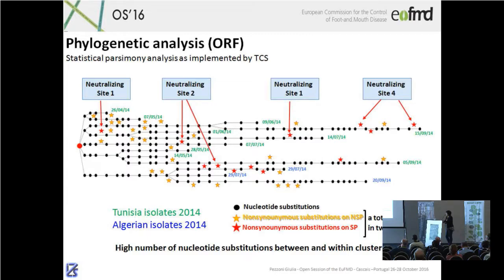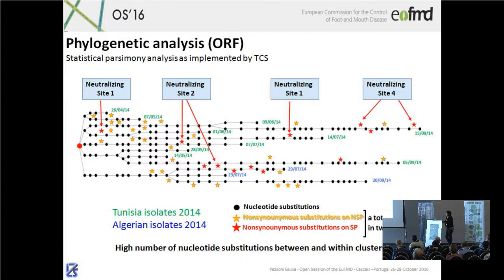In this case, dotted lines represent genetic intermediates that are separated by one nucleotide change. The stars represent non-synonymous substitutions. Red stars are non-synonymous substitutions in structural proteins, and the yellow ones are non-synonymous substitutions in non-structural proteins. We analyzed all the Tunisian isolates and Algerian isolates for 2014.